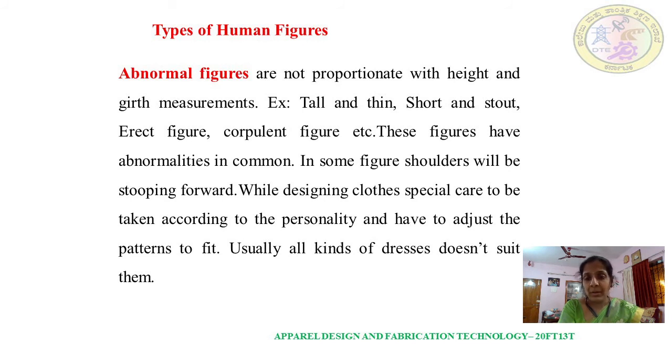For example, in some figures, the shoulders will bend forward due to backbone problem or neck spinal cord problem, or due to overweight also sometimes the body will bend backward. And in some cases the bust will be prominent, the hips will be prominent, thighs will be fat. So the name abnormal figure.